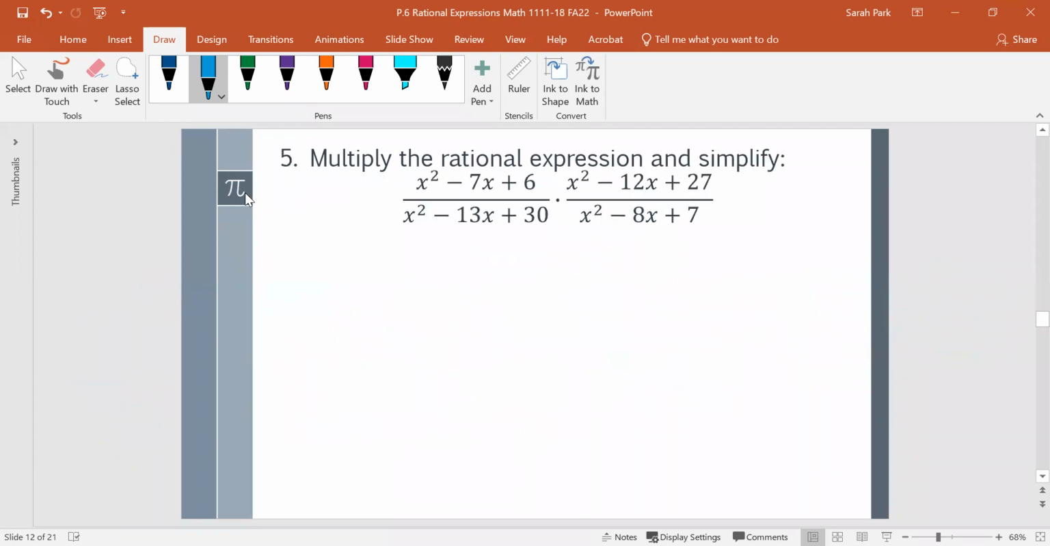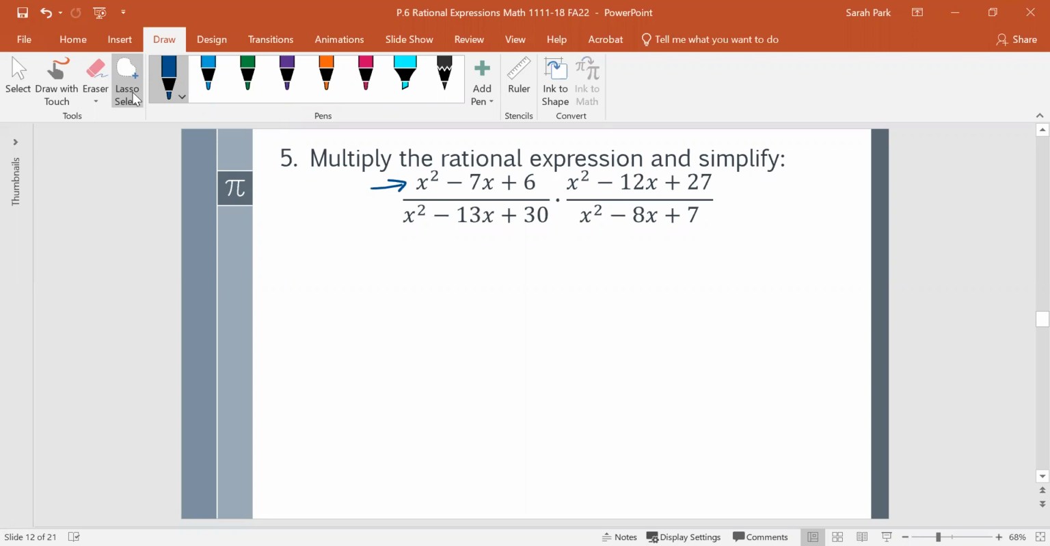Right, number 5. Here's another example: x squared minus 7x plus 6 over x squared minus 13x plus 30, times x squared minus 12x plus 27 over x squared minus 8x plus 7. Again, lots of factoring. If factoring is your weakness, make sure that you go ahead and practice some more, because throughout algebra, we do lots of factoring.